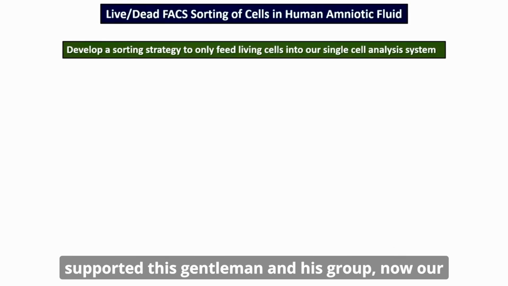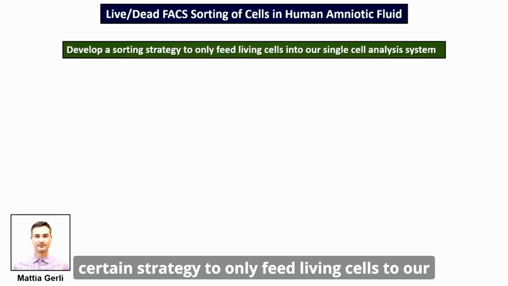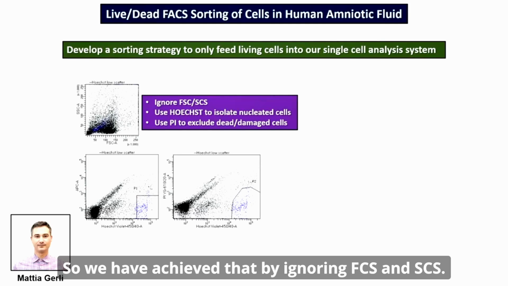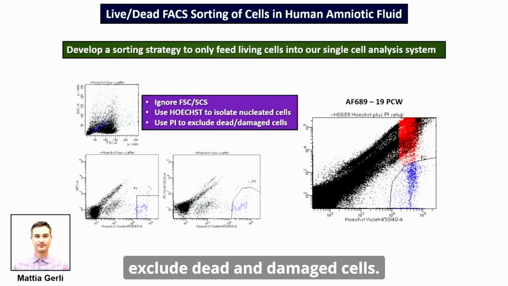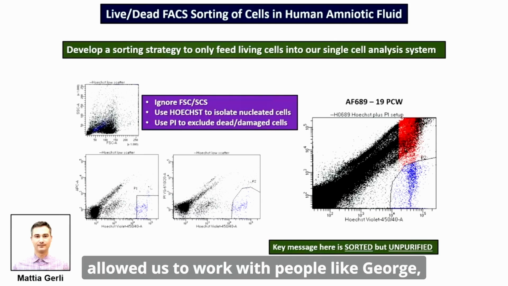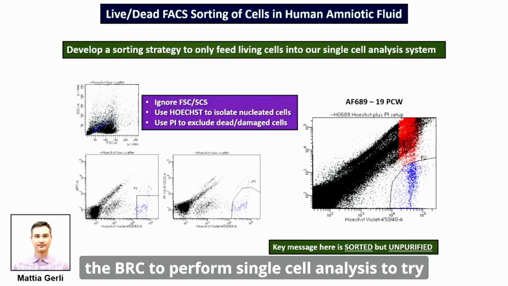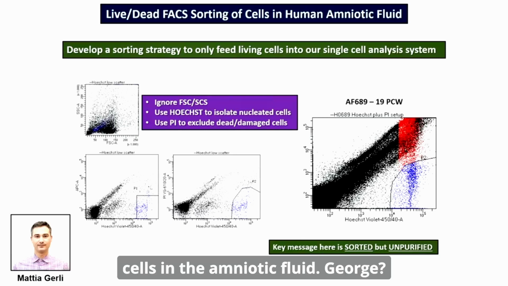Firstly, it supported this gentleman and his group, and our group were working together to develop a sorting strategy to only feed living cells to our single cell analysis system. So we have achieved that by ignoring FCS and SCS. We used HUGs to isolate nucleated cells and PI to exclude dead and damaged cells. And then essentially, we obtained a population that was sorted but not purified. And this then allowed us to work with people like George, Sergey, and other people within the Institute and the BRC to perform single cell analysis to try and see, well, where are those hematopoietic stem cells in the amniotic fluid? George?